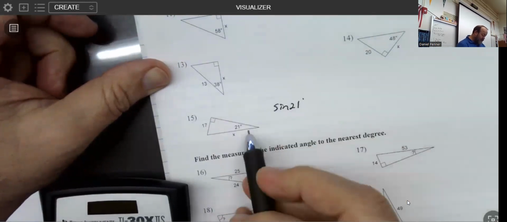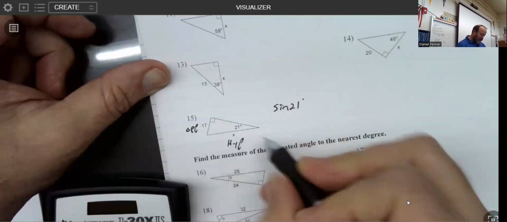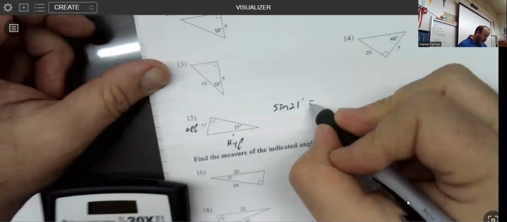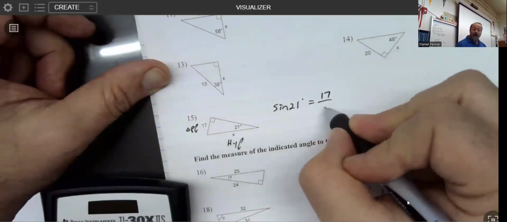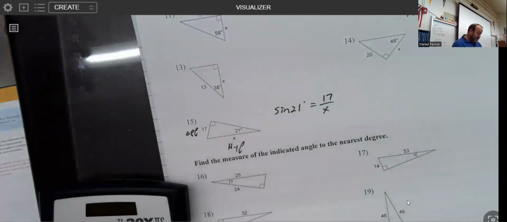And I picked the sine because this one is opposite or far away, and this one is hypotenuse. It's far away over hypotenuse. So the opposite is 17, the hypotenuse is x. Now, this is one of those problems we talked about that's a little unfortunate. Sometimes the variable's in the bottom.